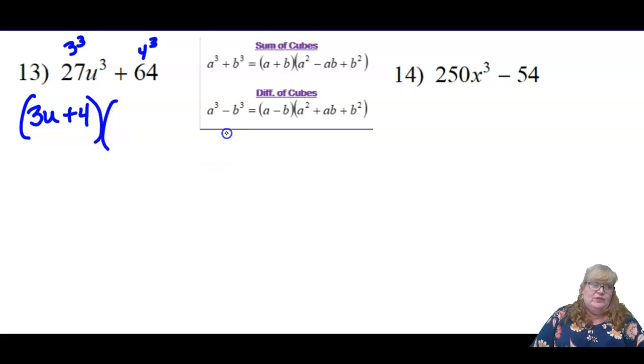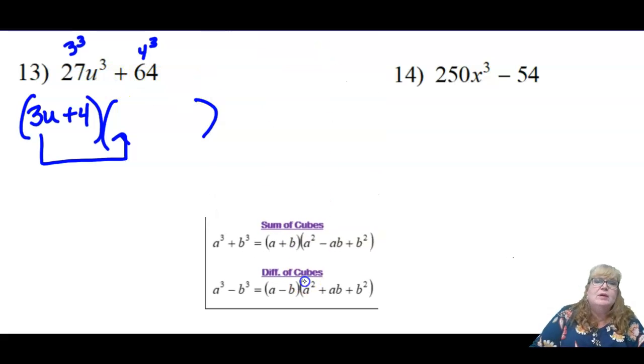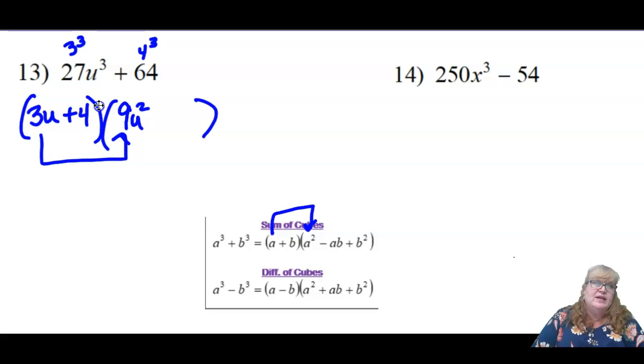Now we've got to be careful though, because back here, remember this has to multiply by something to make 27. The pattern says, and I just moved the pattern off the top, you take what you did here, A, and you square it. Be real careful, guys. 3u times 3u is 9u squared, because remember 9 times 3 has to give us 27.